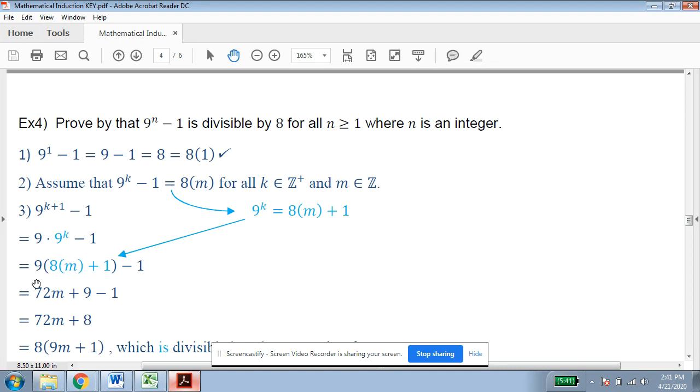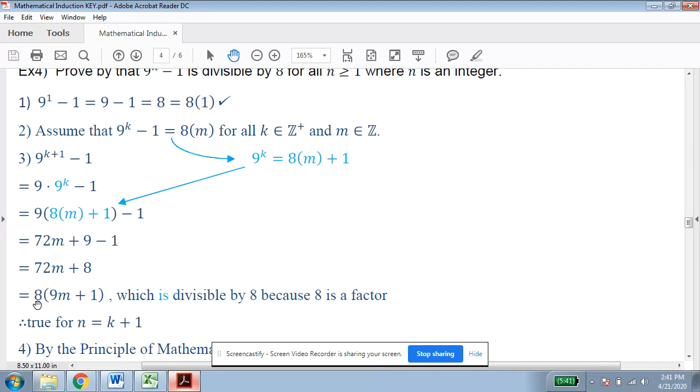So this 9 will distribute into my dark blue parentheses, right? Gives me 72m plus 9 minus 1. 9 minus 1 will simplify to be 8. And then here I can factor an 8 out of that entire expression. 72 divided by 8 is a 9, still with the m. 8 divided by 8 is a 1.